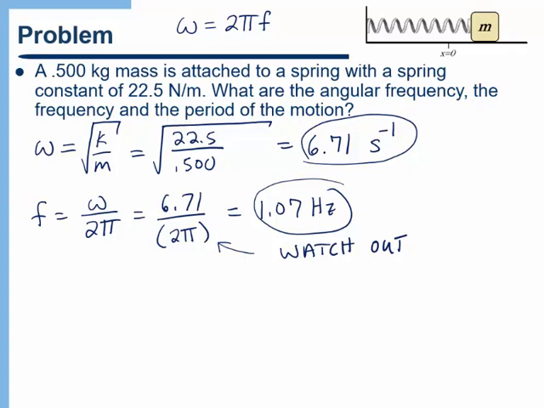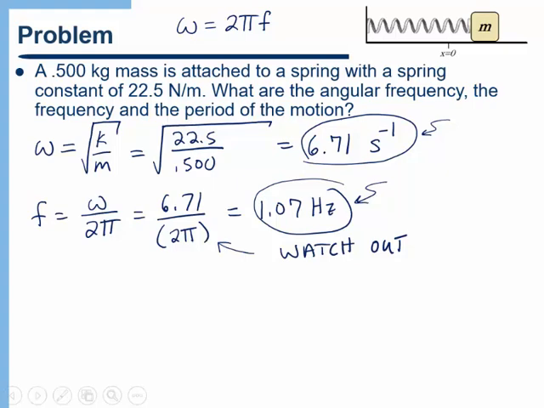This is where you should always take a second to think about the answer. We know that 2 pi is a little bit more than 6. So if we have a number that's a little bit more than 6 and we divide by 2 pi, we should get something pretty close to 1. And so it makes sense. Also, again, for frequency, our unit is the hertz.